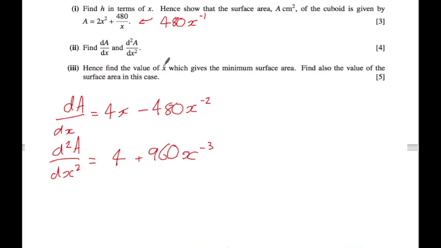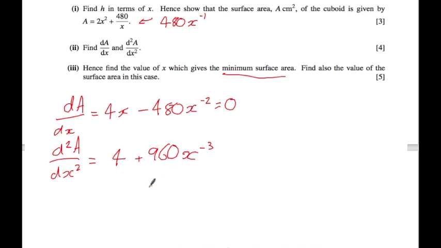Right, hence find the value of x which gives the minimum surface area. Find also the value of the surface area in this case. So we're going to have to work out when this is a minimum, and then we're going to have to sub in to work out what the actual surface area is. So if it's a minimum, that means we need to set the first derivative to 0, and that will give us the values of x where we have a stationary point.